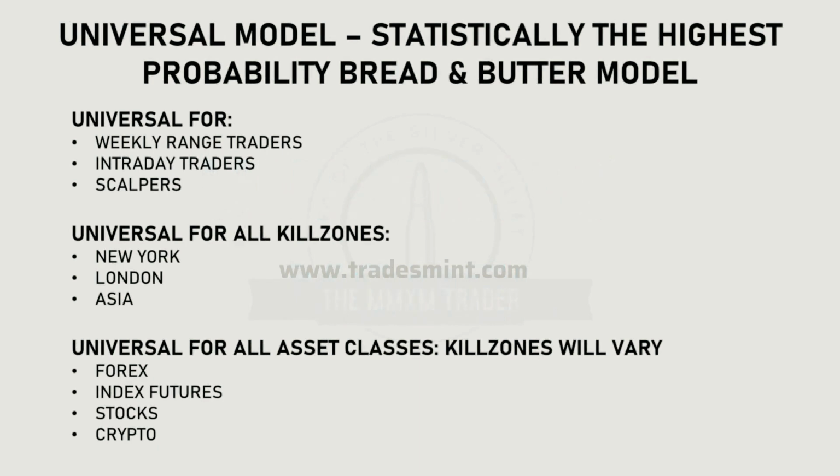This universal model is statistically the highest probability bread and butter model, guys. So universal for weekly range traders, so swing traders. We have those models for intraday traders and even scalpers, because we know price is fractal and it works on all time frames. It is universal for all kill zones. We can use the New York kill zone, the London kill zone, and even the Asia kill zone. And it is universal for all asset classes. However, kill zones can vary depending on the asset class.